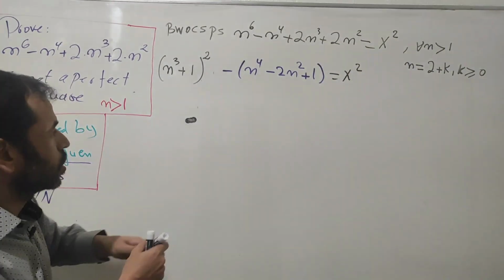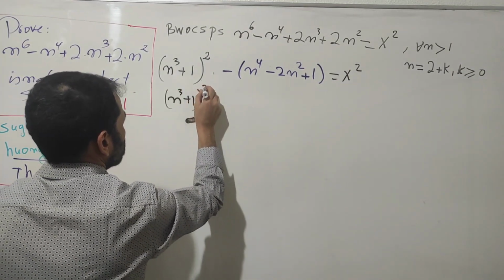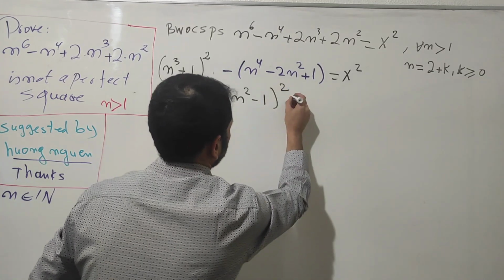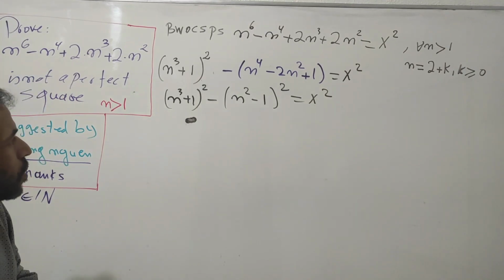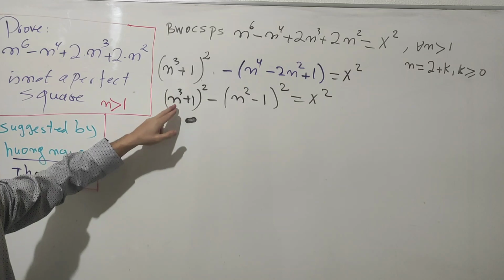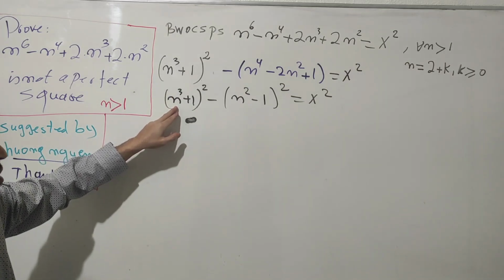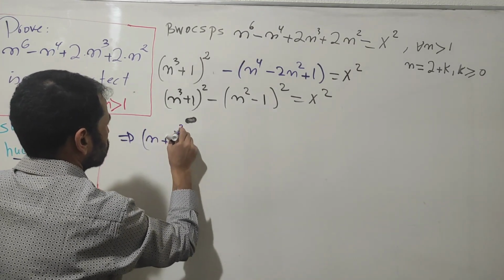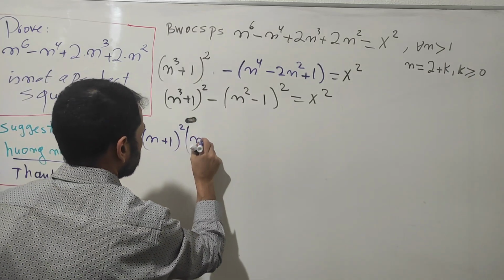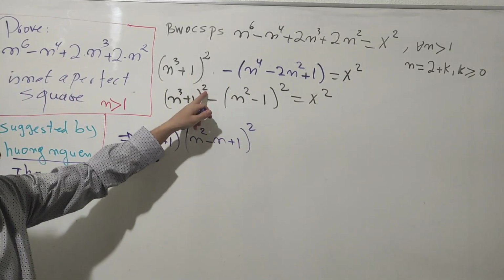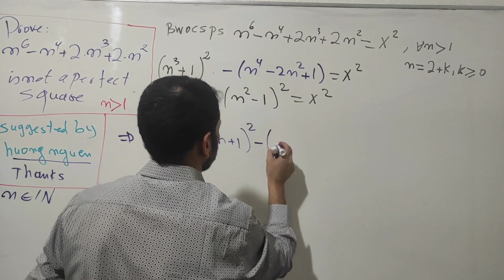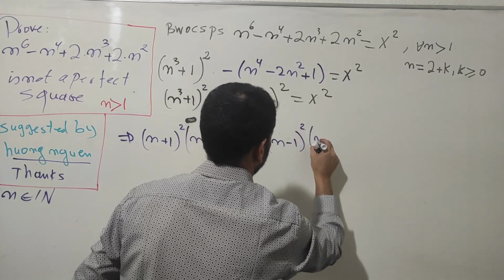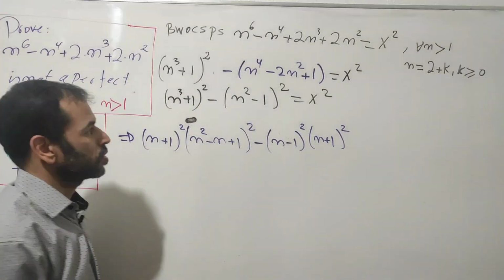So I'm simply going to build a perfect square here. We get n cubed plus 1, all squared, minus n squared minus 1, all squared, which equals x squared. Now let's factor what's inside. n cubed plus 1 is n plus 1 times n squared minus n plus 1, and both are squared because of the power 2 on both terms. Minus the next term, n squared minus 1, which can be written as n minus 1 times n plus 1, squared, because I factor it as a product, which equals x squared.